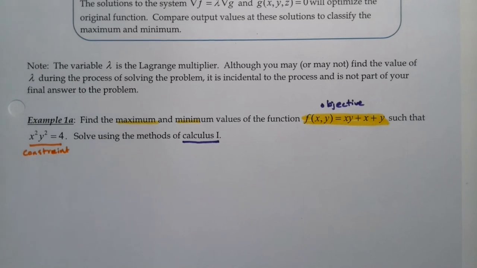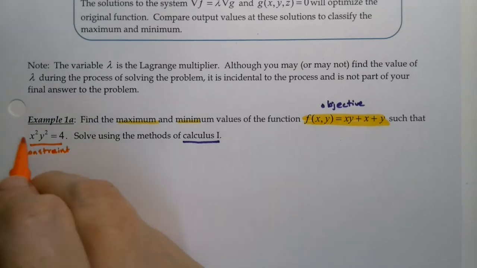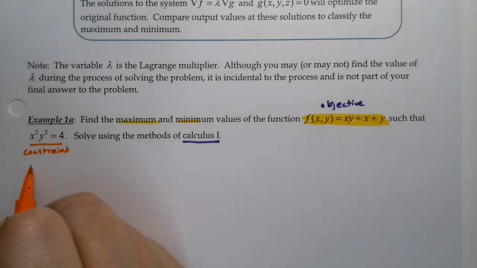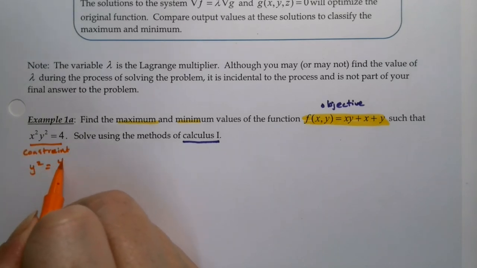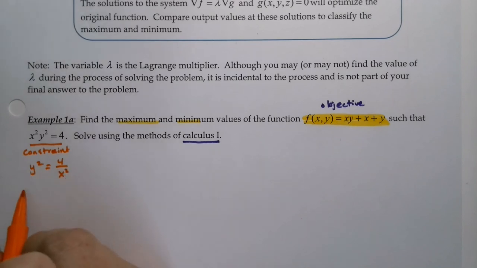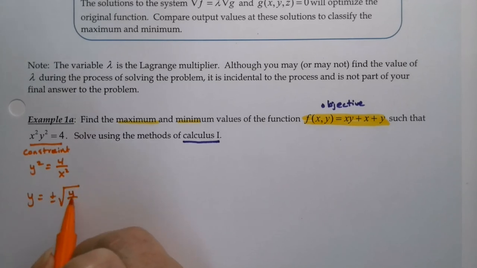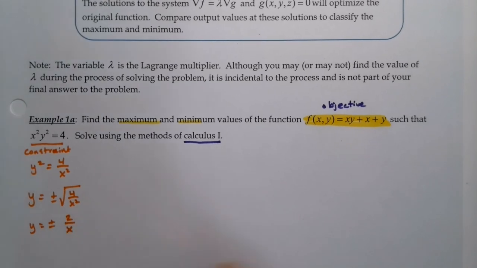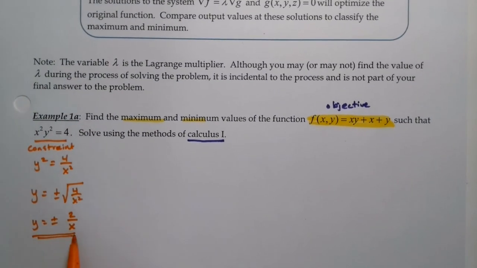So what do we do? Well, we take our constraint here and we solve it for one of those variables. It doesn't really matter which one. I'm going to solve it for y. So y squared is equal to 4 divided by x squared. If I take the square root of both sides, y is equal to plus or minus the square root of 4 over x squared, which means y is plus or minus 2 over x. So I'm going to substitute that into my objective equation.